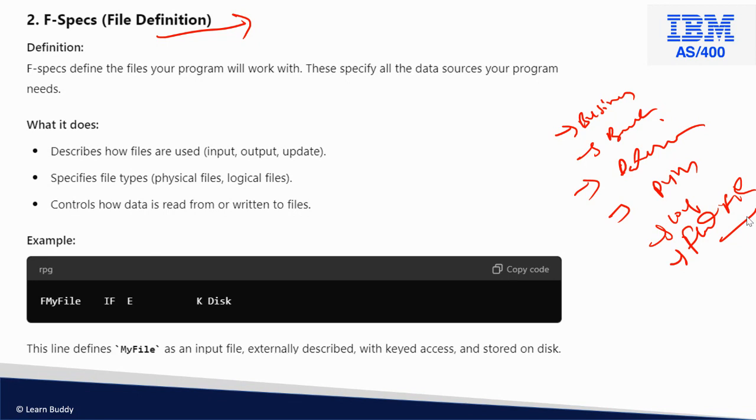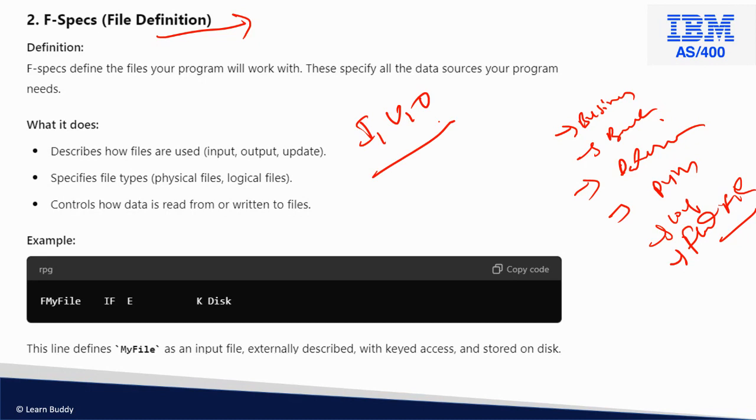In that case, you have to declare that file in the F specification so the program understands which file you wanted to read and how you wanted to read it. Either you wanted to read it in input mode, or you wanted to update that file, or you wanted to write records into that file. So there are three types of options, right? Input, update, and output.